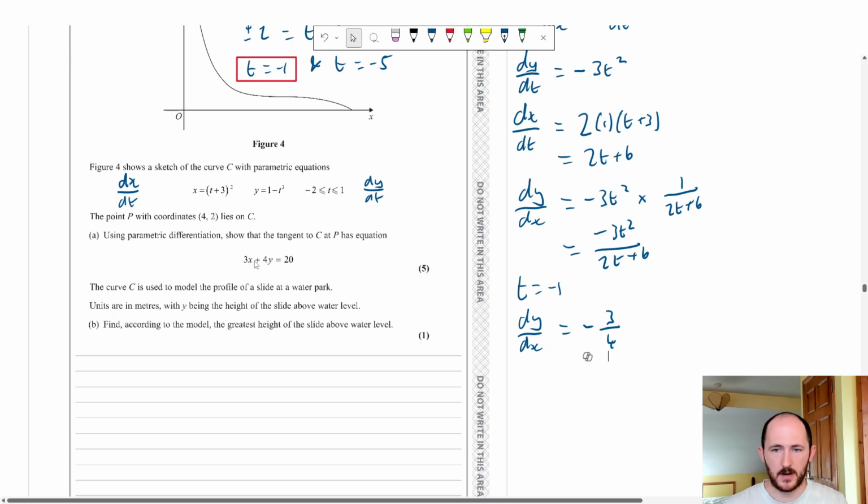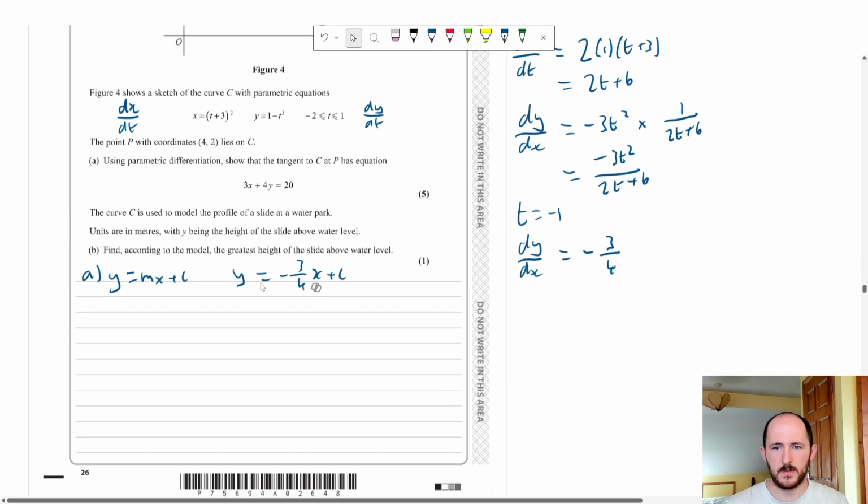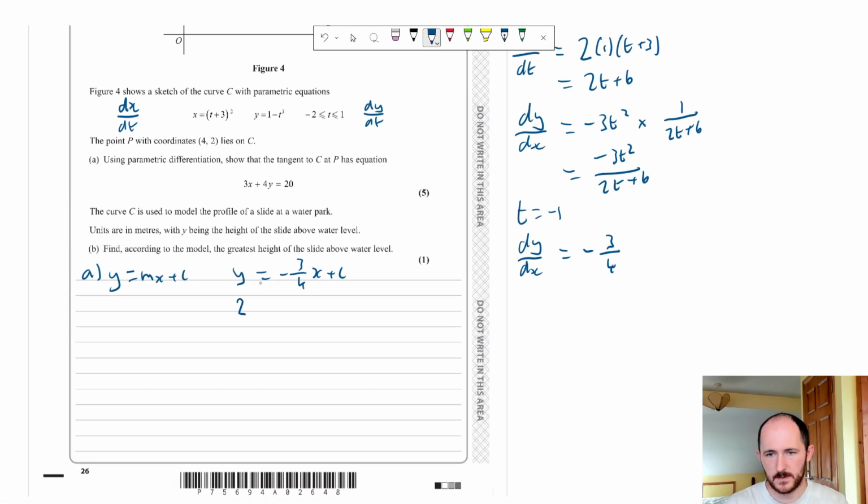And we already have a coordinate as well, so if we use y equals mx plus c, we have y equals negative 3 over 4x plus c. Then all we need to do is sub in the coordinates, x is 4 and y is 2.